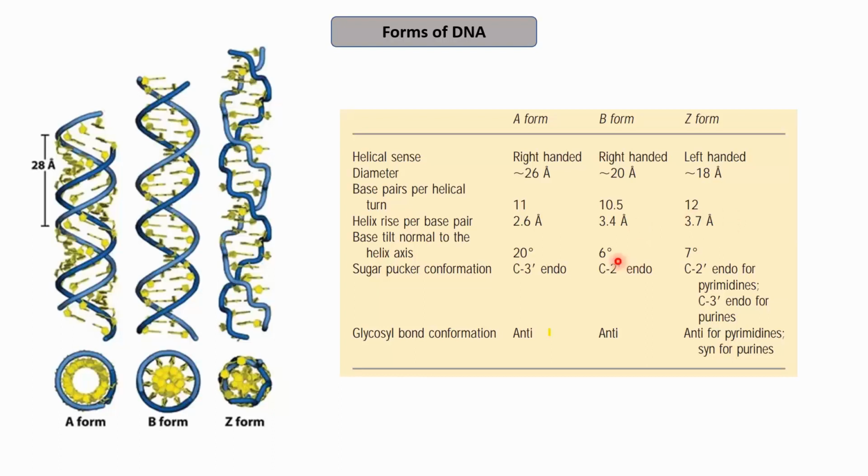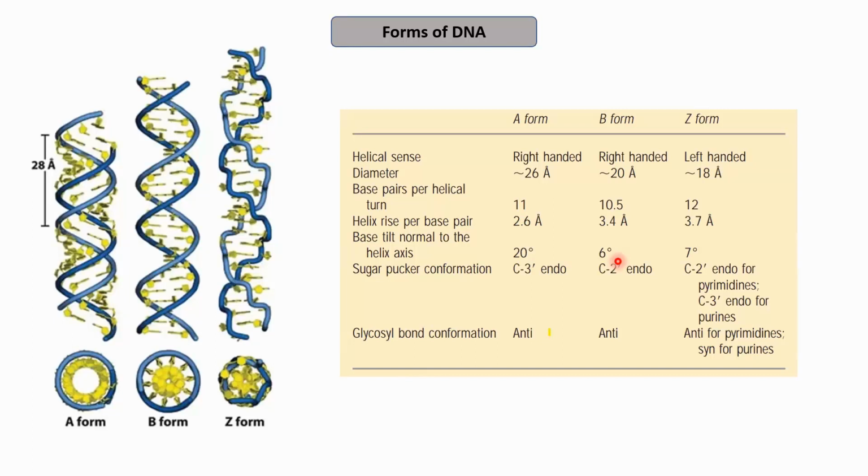So, for example, if I want to talk about the B form of the DNA, since the helix rise per base pair is 3.4 angstrom and per helical turn approximately 10 base pairs are present, the length of one helix is approximately 3.4 into 10, that is 34 angstrom. It may be asked in the exams as well what the length per helix is. If it is asked, then it will be 3.4 into 10, approximately 34 angstrom. And if it is asked helix rise per base pair, then the answer will be 3.4 angstrom.